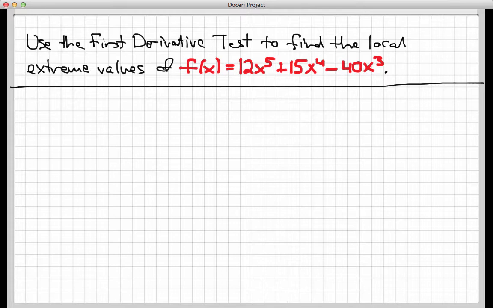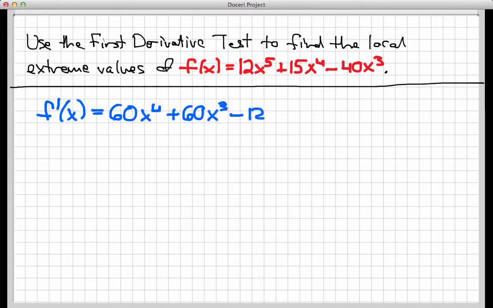So first of all, let's find f prime because obviously we're going to need that. This is a simple polynomial function, so it's very easy to find its derivative. F prime of x is 60x to the fourth plus 60x cubed minus 120x squared. I'm going to do a little more with that derivative here in a second, but let's just look ahead and see what we need to do.